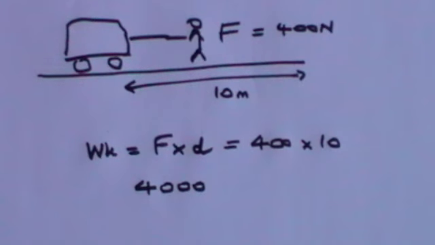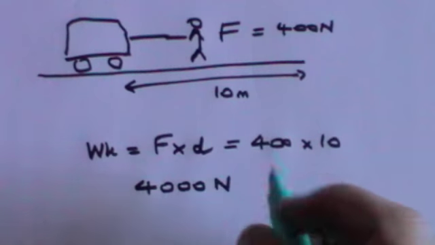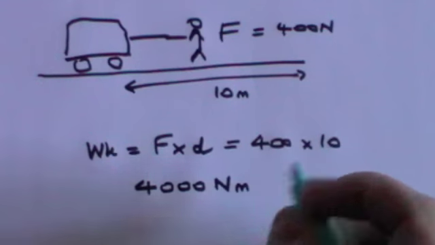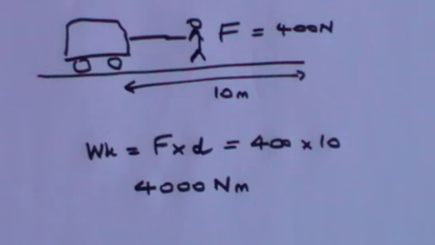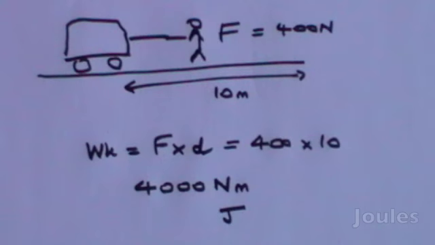What are the units? Well, the units of force are newtons, the units of distance are meters, so it's 4,000 newton meters, but we have a special name for work, and that is joules. So a joule is a newton meter. Work, as we shall see, is essentially a measure of energy, and therefore joules are also a measure of energy.